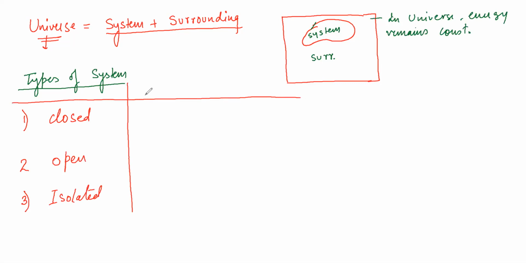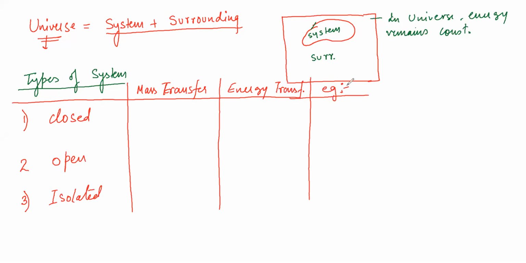Okay. Now, the next heading that we are concerned is your mass transfer. Then we have to define is your energy transfer, right? And the last one is that we'll see some of the example based on that, right? Okay. So when I say the type of system, right, the first system that we are concerned is about to know is your closed system. So what is closed system? In closed system, always remember one thing.